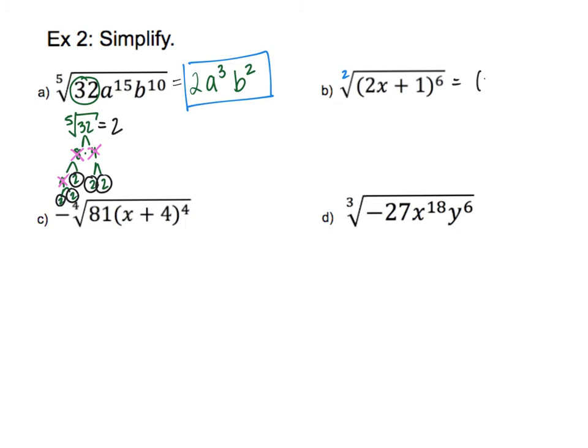So I'm going to bring over the 2x plus 1. So I'm basically copying and pasting it over, and I'm only going to deal with the exponent that's outside of it. So just like before, I have to take this exponent, so 6, and divide it by 2, which is the root.